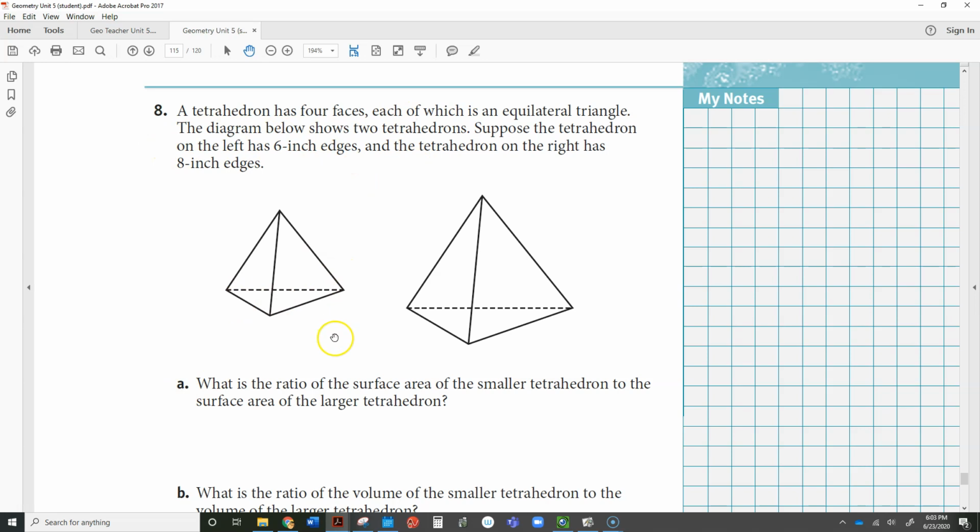Let's see. Okay, I'm still good on time. A tetrahedron has 4 faces, each of which is an equilateral triangle. So I've got 4 triangles here. The diagram below shows 2 tetrahedrons.